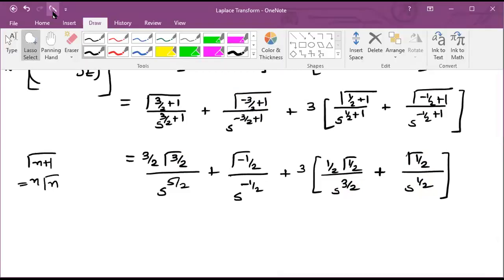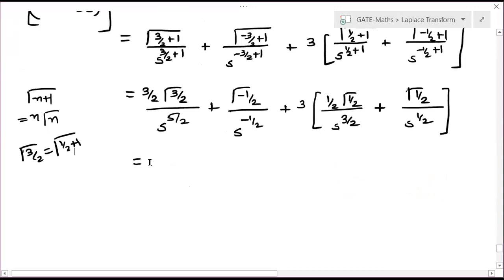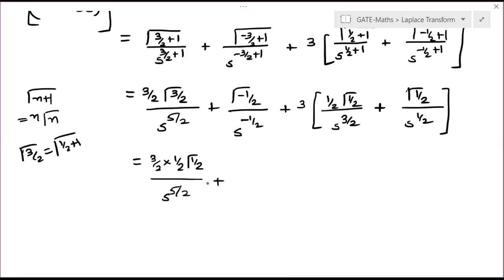Okay. Now, in the next step, again this 3 by 2 is nothing but half plus 1, right? Your 3 by 2 gamma 3 by 2 is nothing but your gamma half plus 1. So it is also written as 1 half gamma half. So gamma 3 by 2 can be written as 1 half gamma half divided by s to the power 5 by 2 plus gamma minus half. Gamma minus half is not defined, right? It doesn't even exist. Okay, so this value will not exist over here.